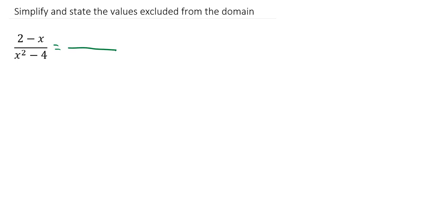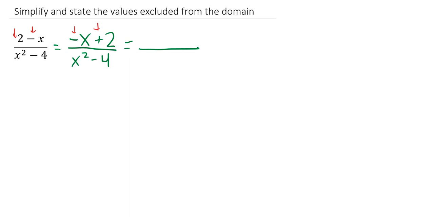The numerator, it's backwards. I don't like things that are out of standard form. Before I even worry about factoring, I'm going to rewrite it like this. I'm careful to keep the minus sign with the x, and it was a positive 2 here, so it's going to be a positive 2 here. Now that it's like that, I'm going to be able to factor it.